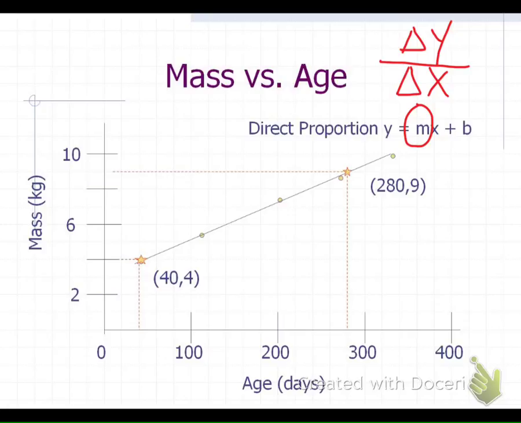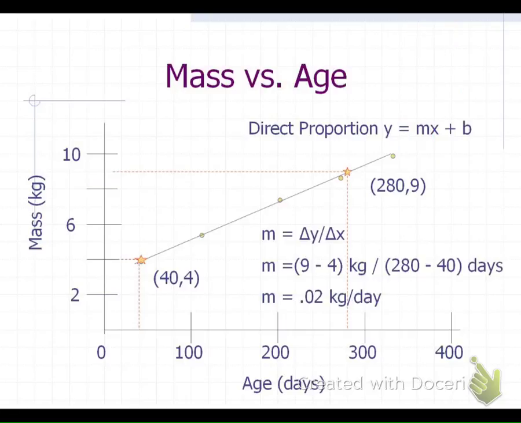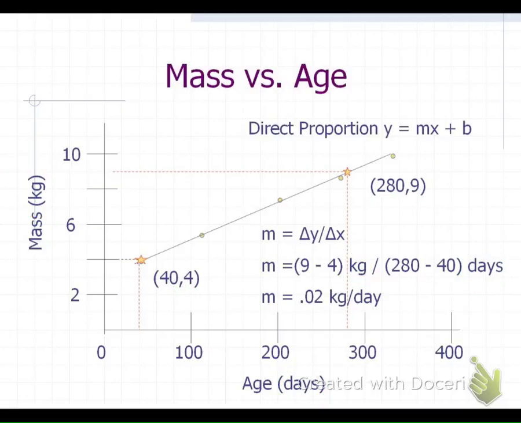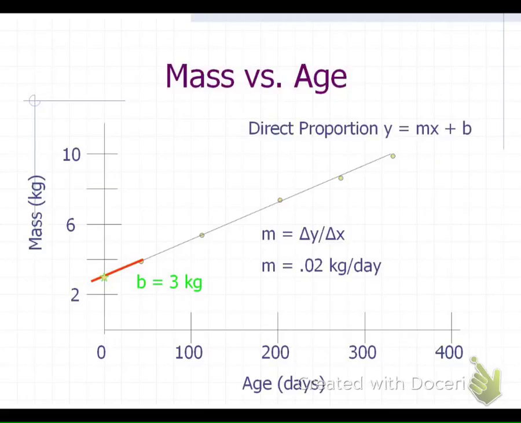A reminder, slope is change in y over change in x. We must also remember to include the units. So for example here, slope would be 9 minus 4 kilograms for our change in y. Our change in x, 280 minus 40 units of days. Doing the math gives us a final value of a slope of 0.02 kilograms per day.